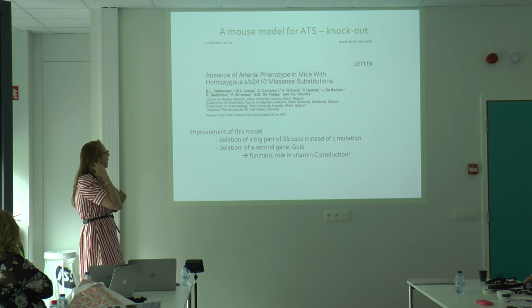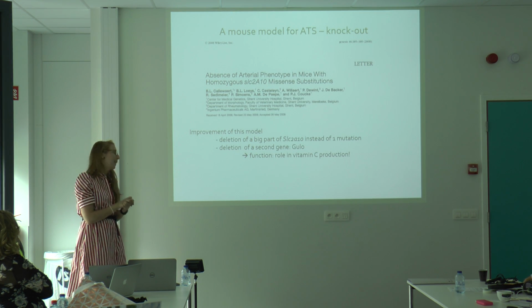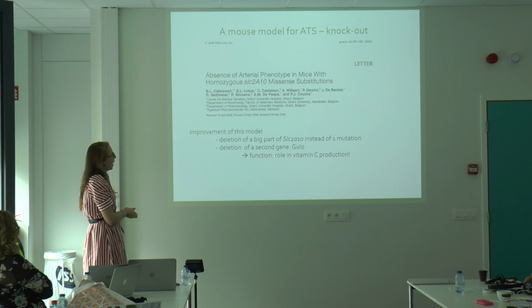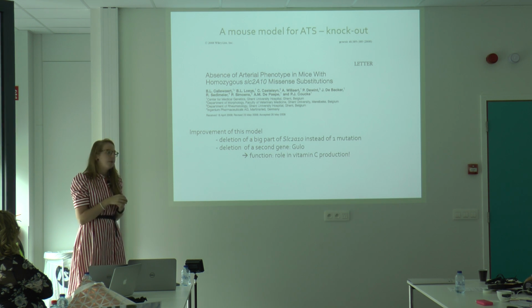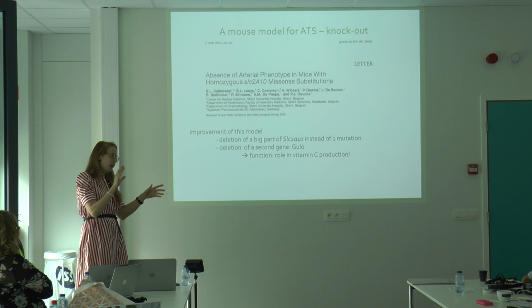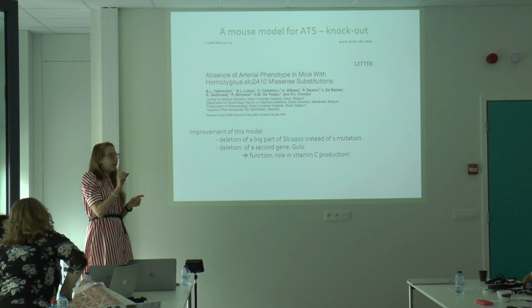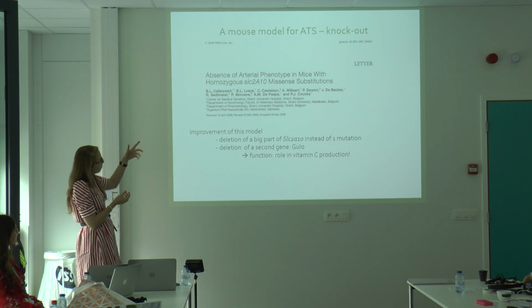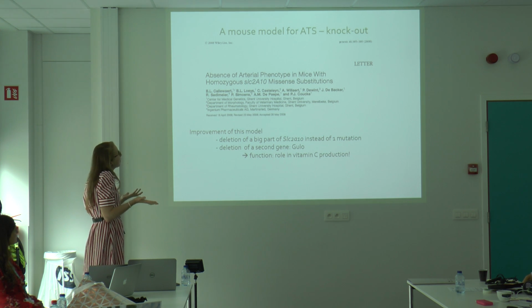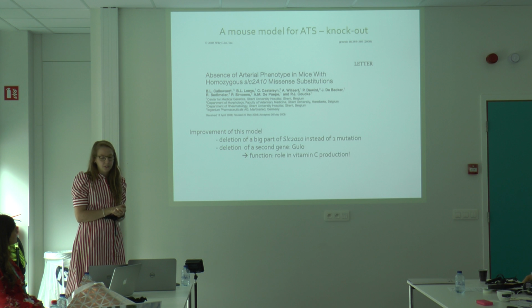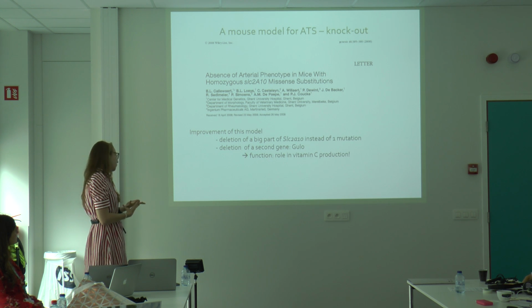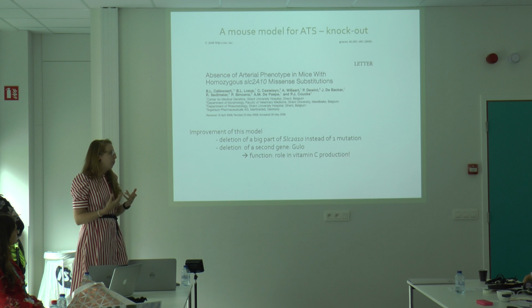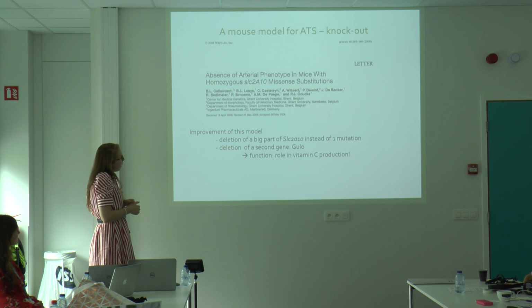Bert previously already investigated a mouse model for ATS. It has missense substitutions, which means that the gene had not a deletion, but it was just one letter in the gene that's changed. And unfortunately, as the title of his paper said, there was an absence of a phenotype in that mouse model. So what my task was here was to study why that was. So we improved this model.